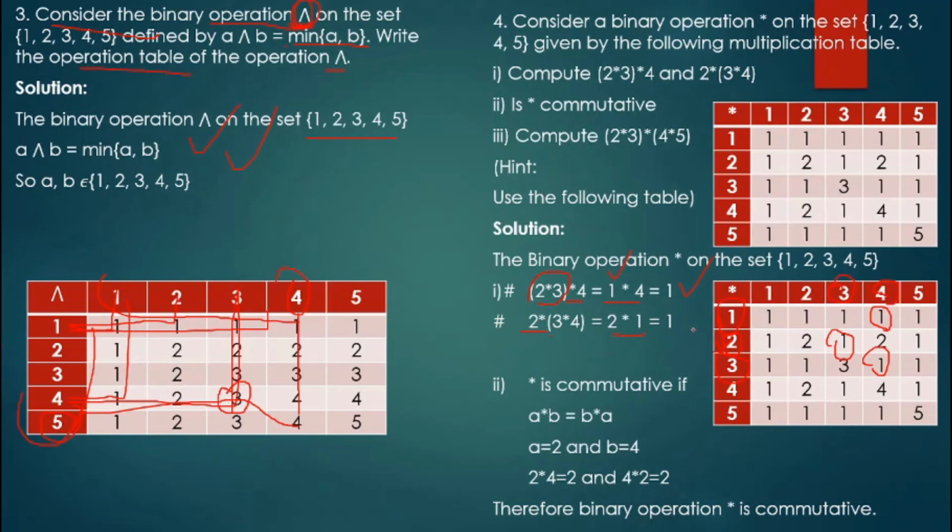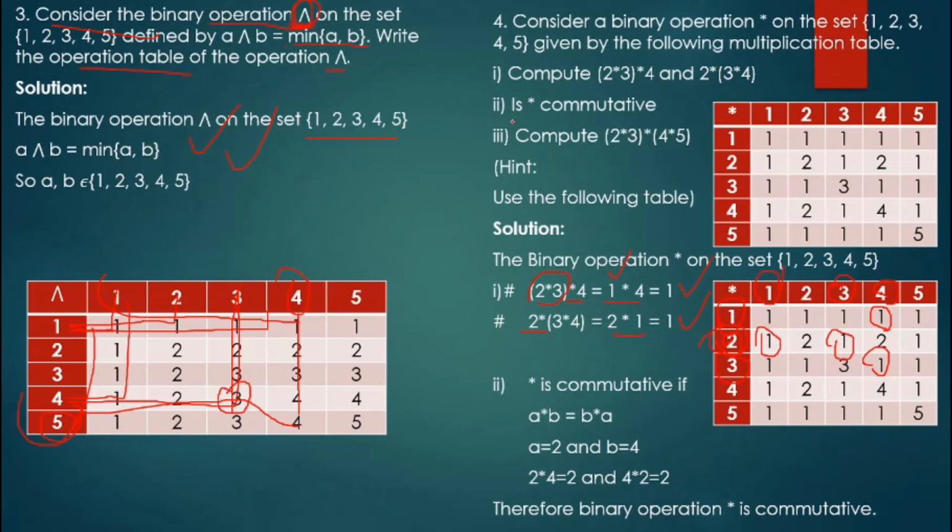Now we have to check 2 star 1. So here we have 2 star 1, here 1. So what is the answer? 1. Got it? So both are equal, right? Can we say it is associative? Yes. Okay, but we'll go for commutative.